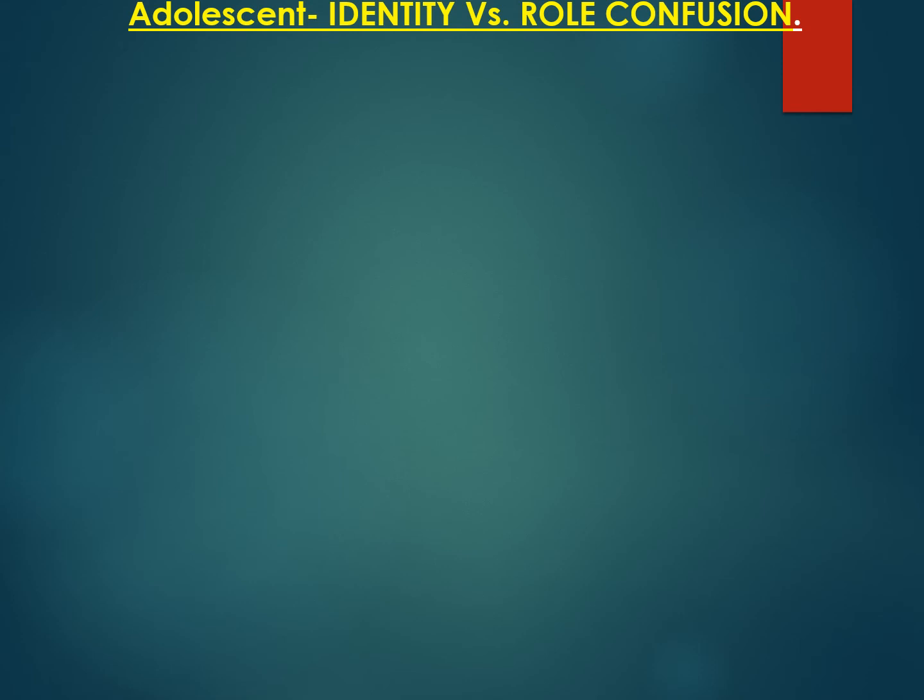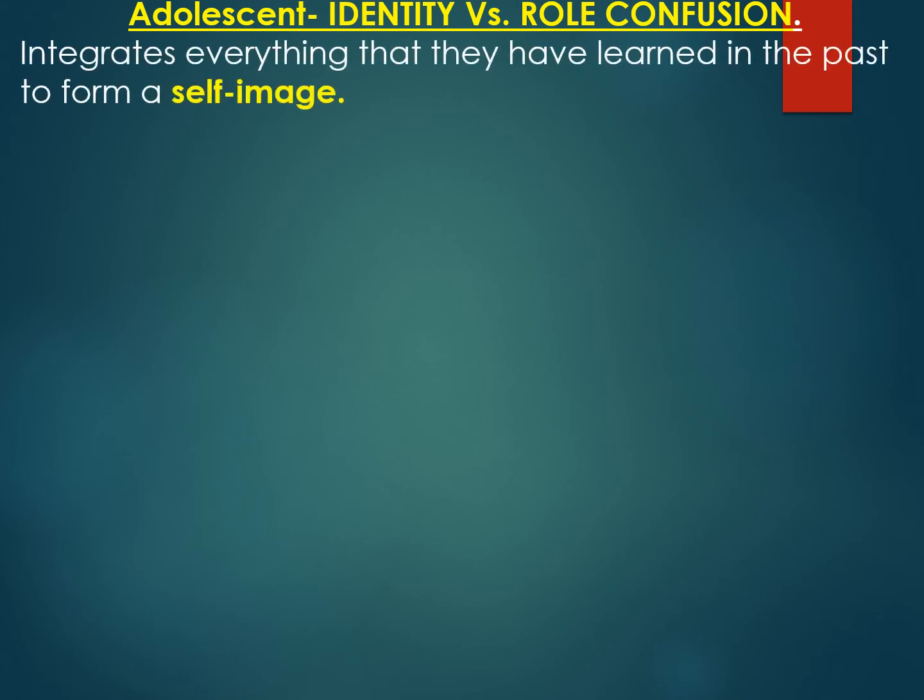Now, we proceed to the adolescent period. The developmental task of an adolescent is identity versus role confusion. Most of you are already in this stage. So what do we mean when we say identity? What does the adolescent do during this stage? The adolescent will start to integrate everything that he has learned in the past. Yung trust versus mistrust, yung mga natutunan niya sa mga life stages na yon, he will integrate it to form a self-image. And that self-image now will become his or her identity.